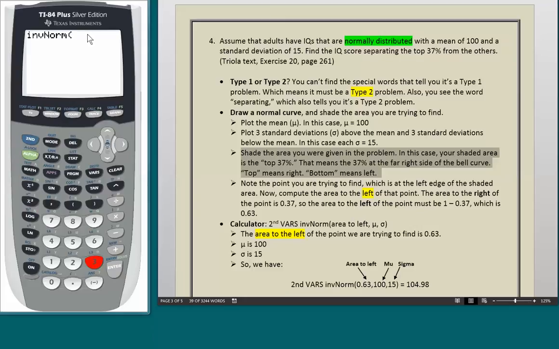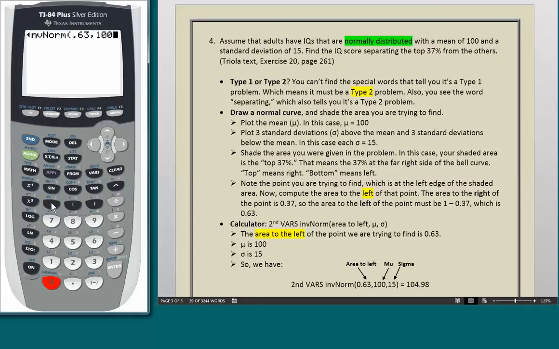So the first thing we're going to put in here is 0.63, comma, and then as with the other stuff, it's the same, mu and sigma. So 100, comma, 15, close parentheses. We hit enter, and our answer is 104.9778, which I have simply rounded here to 104.98. But again, this little schematic here tells you what goes into inverse norm. The first thing is the area to the left, the second thing is mu, and the last thing is sigma.